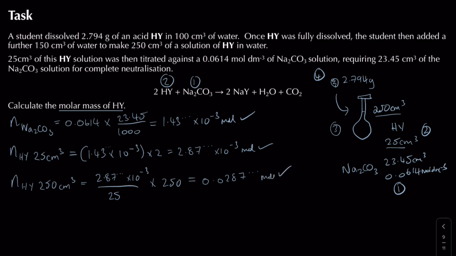I keep that in my calculator, and then I'm going to find the actual Mr of HY. How am I going to do that? I've been given the mass, and I've also been given the number of moles of HY that I originally dissolved to make the total volume of 250 centimeters cubed. So we just do mass over moles. I've got 2.794 divided by 0.0287, and I end up with 97.0, and the units in this case are grams per mole. And there's our 4-mark question done.